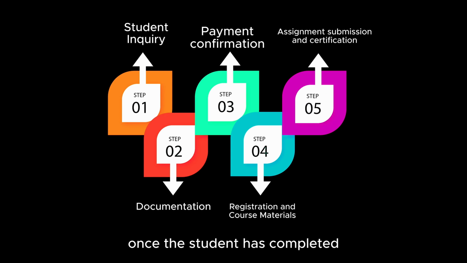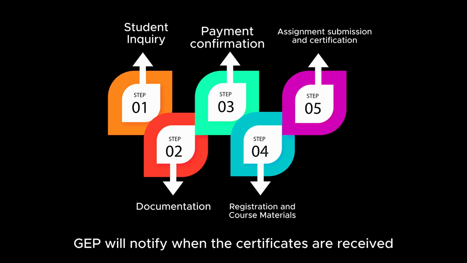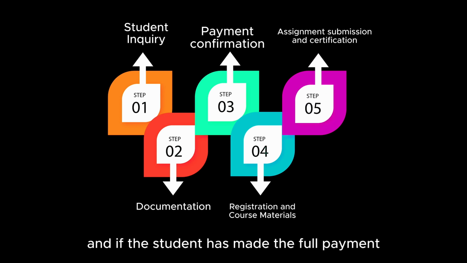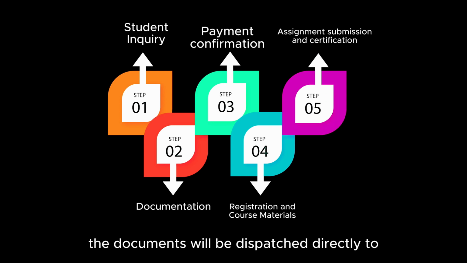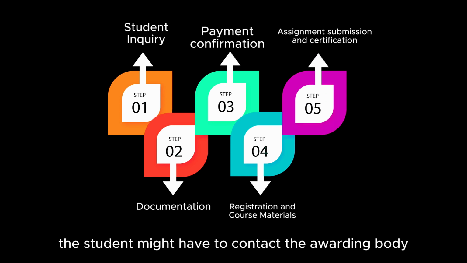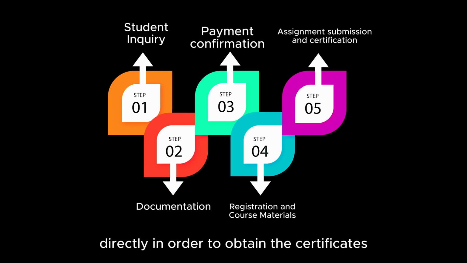Once the student has completed and passed all the assignments, GEP will notify when their certificates are received. And if the student has made the full payment, the documents will be dispatched directly to the student. In some cases, the student might have to contact the awarding body directly in order to obtain their certificates.